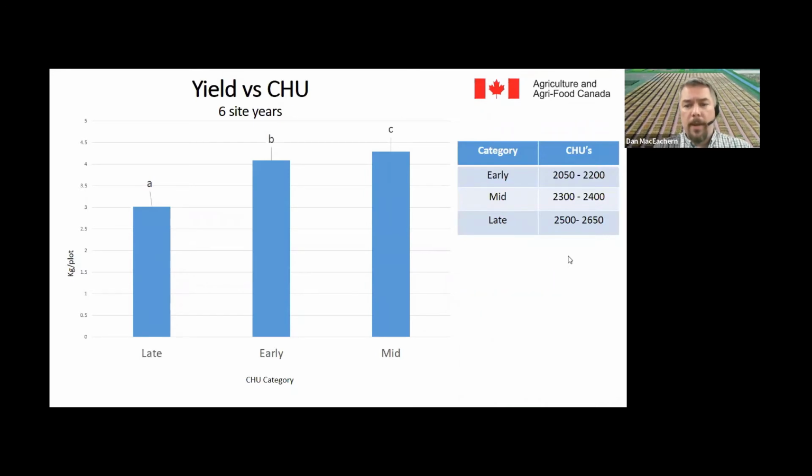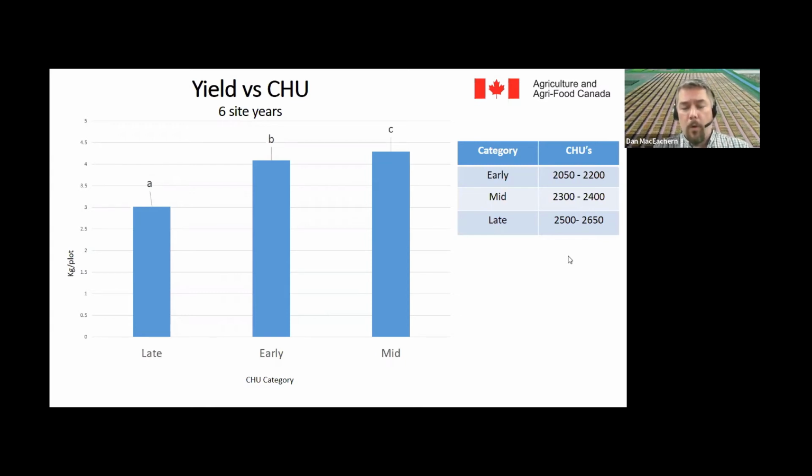So if we look at crop heat units again, this time we see that the later maturing hybrids also produced a lower yield than the other two categories, the early and the mid, with the mid producing the highest yield, followed by the early. So if we think back to the other table that I was showing, there was no difference in test weight between the early and mid, but yet we're seeing a higher yield from the mid. That would lead us to believe that you'd be better off growing a mid-range 2300 to 2400 crop heat unit hybrid.